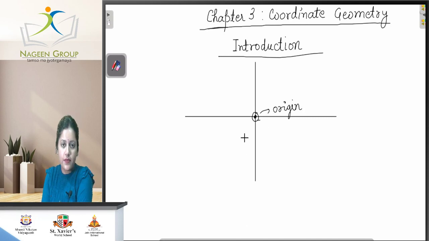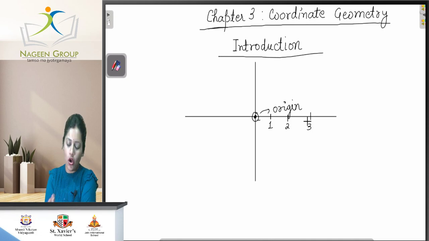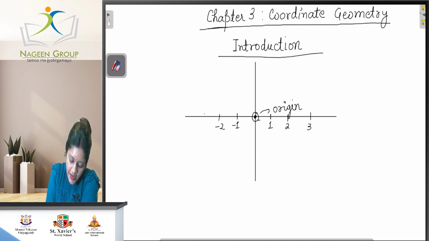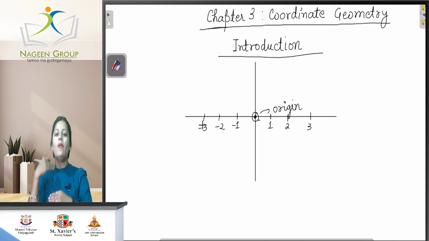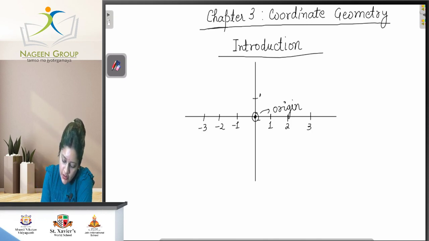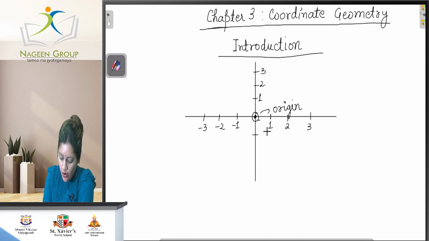like this is the origin, then the points that lie on the right of the origin are 1, 2 and 3. In the same way, the points on the left of the origin are negative, that is -1, -2 and -3. The points above the origin are positive, that are 1, 2 and 3. The points below the origin are negative, that is -1, -2 and -3.